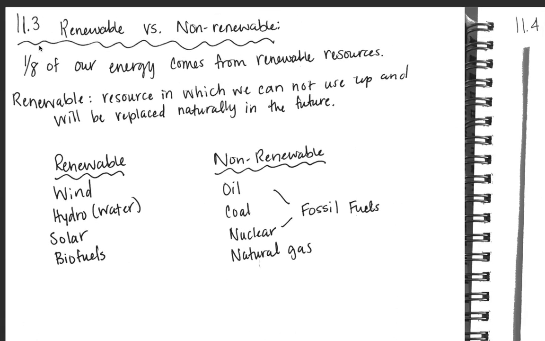We're going to move on to 11.3, renewable and non-renewable. I kind of already hit this a little bit, but only 1/8 of our energy comes from renewable resources. Renewable resources are ones that we cannot use up, and the earth actually naturally replaces them itself. So we do not use enough of this.